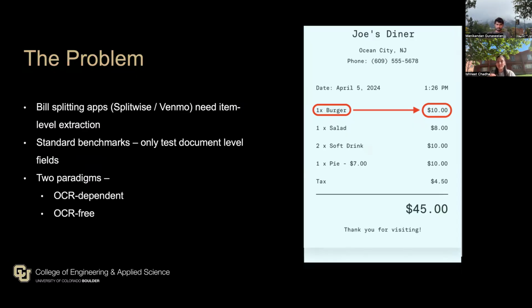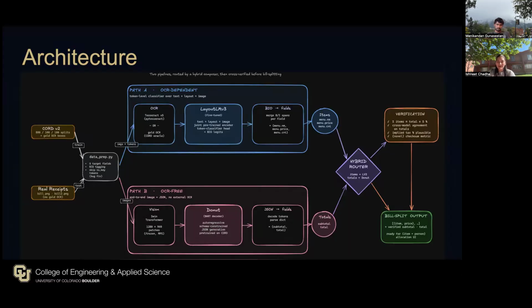To fully automate that from an image, we need item level extraction, where each item has a price, and standard receipt benchmarks only test document level fields like the store name and the total. In the document AI literature, there are two compelling paradigms. One is OCR dependent and one is OCR free models. The question is which one is actually better and can we combine them?